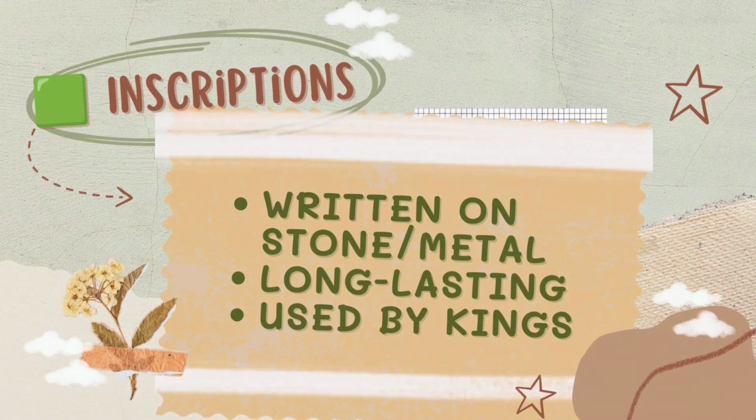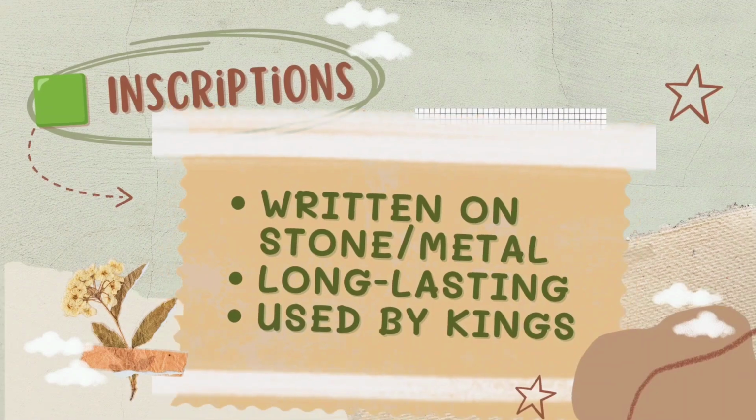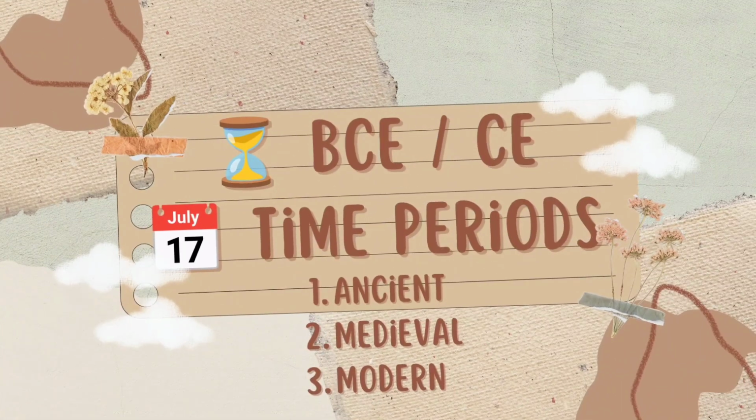But one problem is we don't have complete information. Some manuscripts are lost, some inscriptions are broken. So history is based only on available evidence.